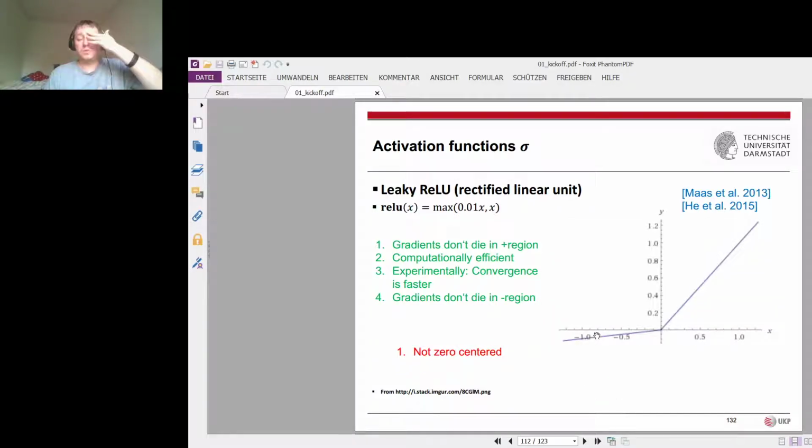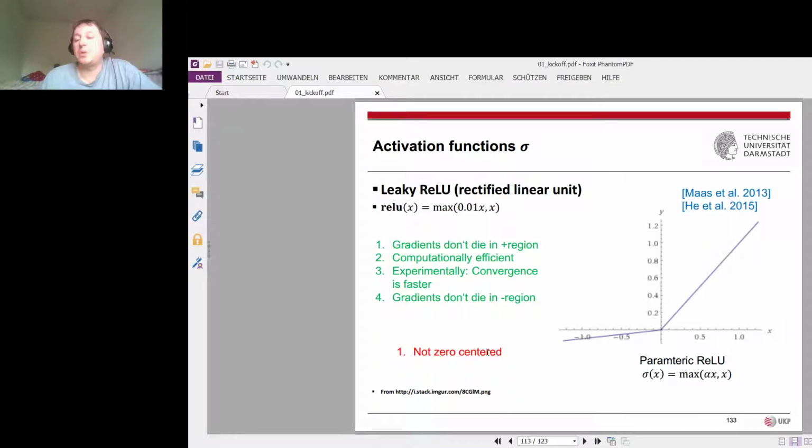Therefore, people have introduced improvements upon that, like in 2013 to 15, for example, the leaky ReLU, where in the negative region you also have a linear form, but it's adjusted a little bit so that the slope is not as steep. And this has the good thing that the gradients don't die in the positive region, it's computationally efficient, and the gradients also don't die in the negative region. But it's still not zero-centered.